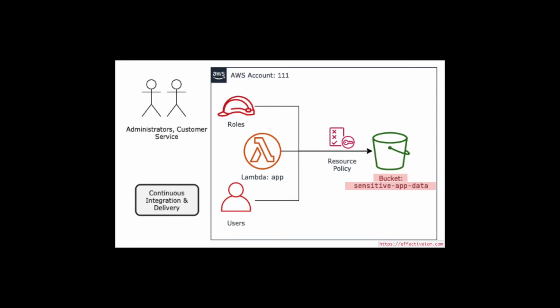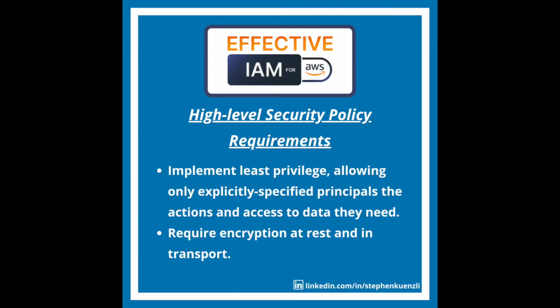The deployment must also implement the organization's high-level security policy requirements. The first of which is to attain least privilege. This means allowing only explicitly specified principals the actions and access to data they need to perform their business function, and denying access to all other principals. The second requirement will be to maintain encryption at rest and in transport.